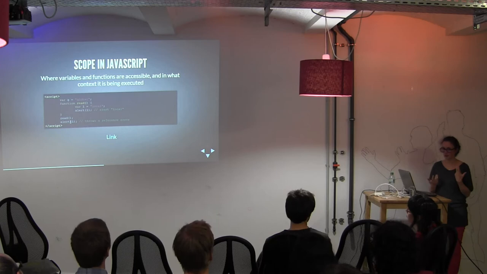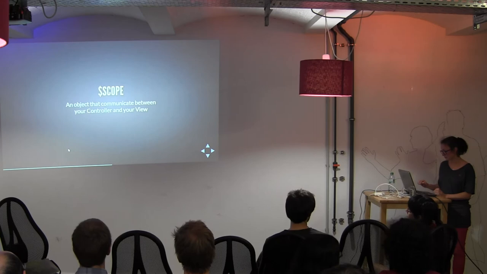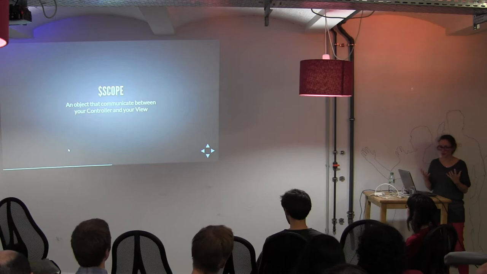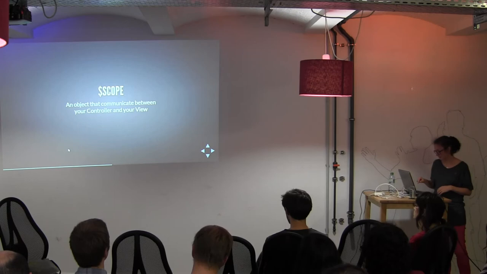So now, dollar scope. Well, dollar scope is the same idea. That means that it's a context between the view and the controller, but it's an object that communicates between your view and your controller. So how to use dollar scope?